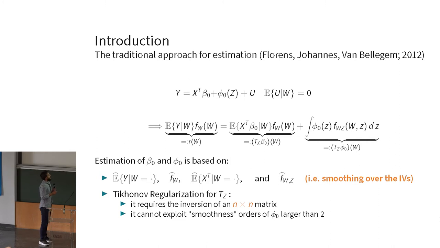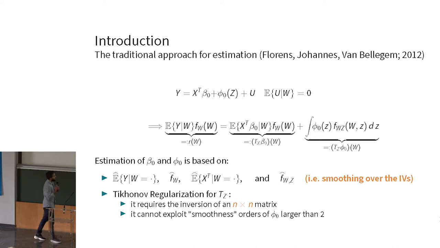Another element which is typical of the traditional approach is to use the Tikhonov regularization for the operator T_z. In particular, the operator T_z is invertible, it has an inverse, but the problem is that this inverse is not continuous. And so to regularize this ill-posedness, people normally use Tikhonov regularization.